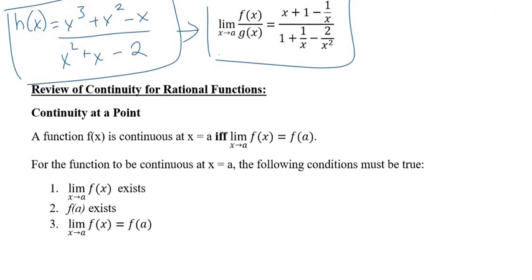Okay, continuity. This should all be a review right now. Just think back, I think this was 4.4. We said that a function f of x is continuous at x equals a if and only if the limit as x approaches a of f of x is equal to f of a. For the function to be continuous at x equals a, the following conditions must be true. The limit has to exist at a, the function has to have a value at a, and the limit has to be equal to the function.